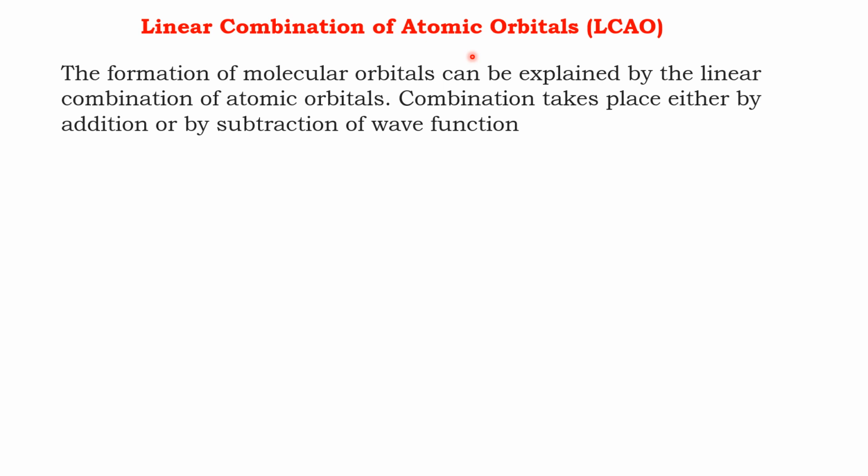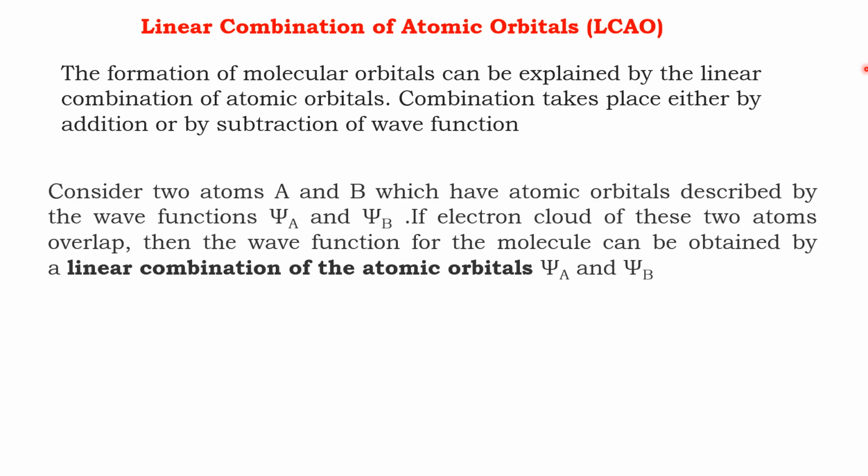Now we have to think about the formation of molecular orbital from atomic orbitals. To explain the formation of molecular orbital from atomic orbitals, we use a simple concept, and the concept is called linear combination of atomic orbitals. It is called LCAO, linear combination of atomic orbitals.